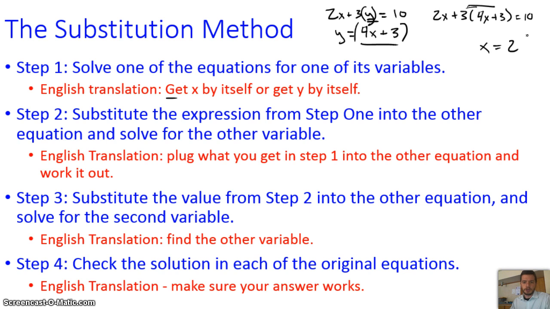Now for step 3, you substitute this value. You take the 2 and plug it back in right here for x. So y would equal 4 times 2 plus 3. 4 times 2 is 8, plus 3 equals 11. So y would equal 11, and then you would have your ordered pair: 2 comma 11.